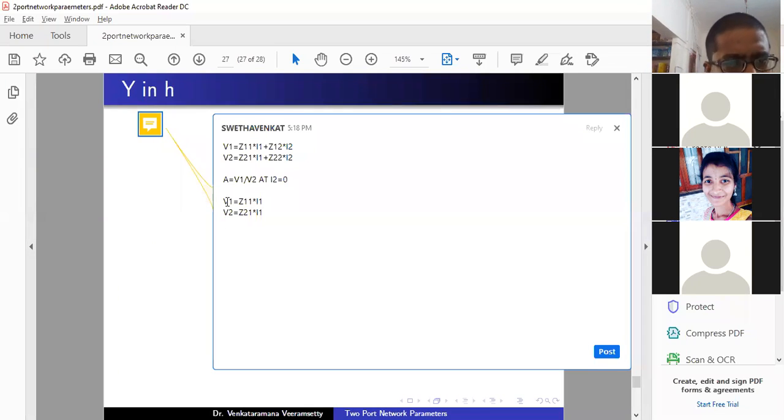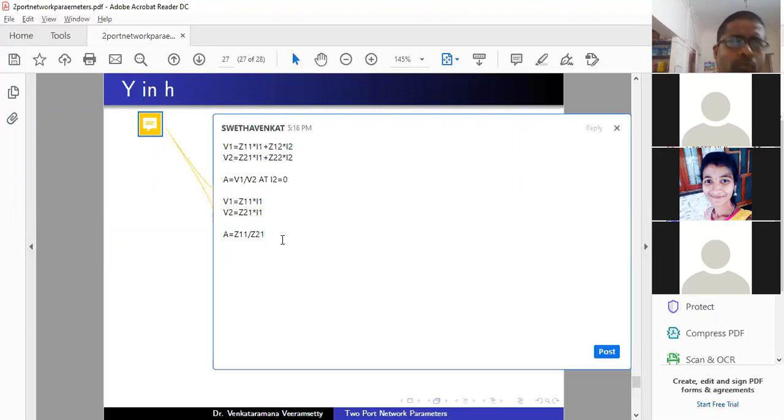So we want A, right? A equal to V1 by V2. If you divide the first equation by the second equation, then we have A equal to Z11 divided by Z21. That's it. So in the ABCD parameters, A in terms of the Z parameters is A equal to Z11 divided by Z21. I didn't prepare the slides actually, so you can remember, or you have to note down A equal to Z11 divided by Z21 in terms of the Z parameters.